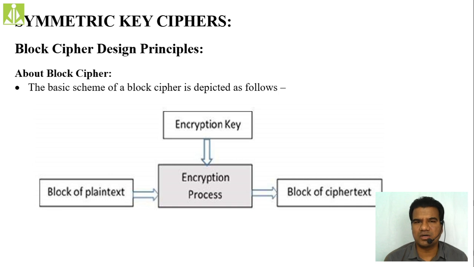If we go with the block cipher approach inside symmetric key ciphers, we discuss what type of design principles we have. Looking at the basic scheme, the approach we follow in a block cipher is to have an encryption process, and the input given to this encryption process is a block of plain text. Whatever plain text we want to send through this cryptographic system, we divide the entire plain text into equal-sized blocks.